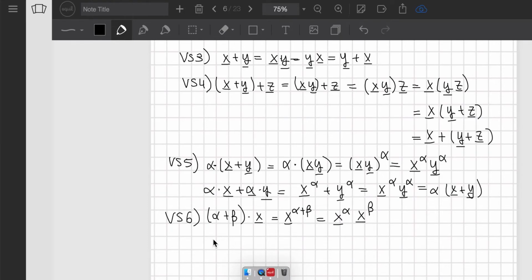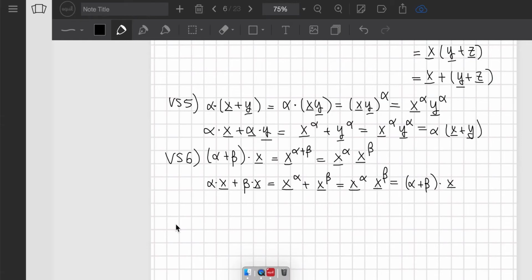And now let's see if this is truly equal to alpha x plus beta x. Well, alpha times x is equal to x to the power of alpha, right? And beta times x is equal to x to the power of beta, right? And since we're adding these two, it's the same as multiplying them over the real numbers. So this is equal to x to the alpha times x to the beta, which is equal to alpha plus beta times x. Okay, so we have this distributivity proven.